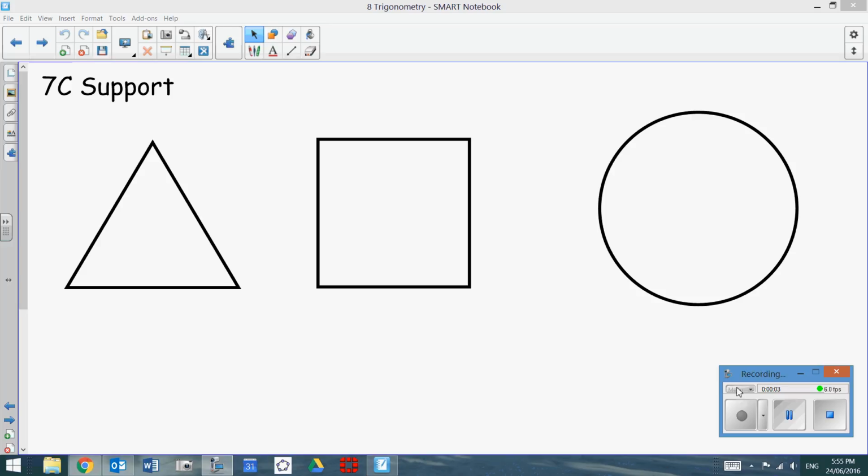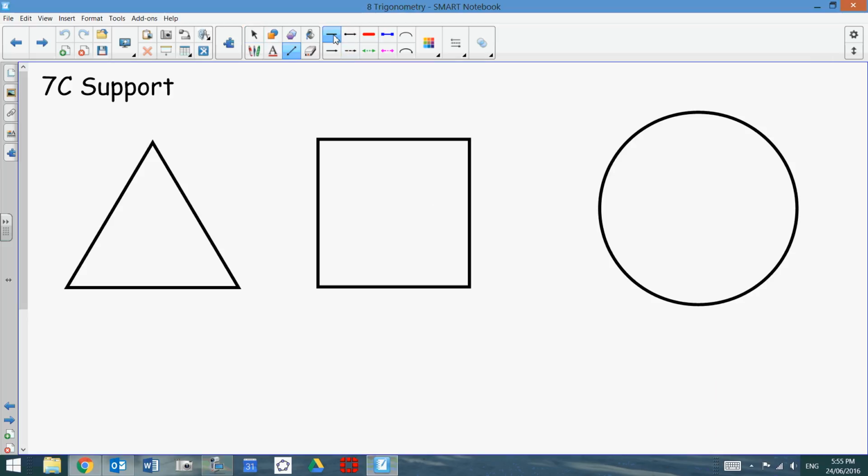Hi, IB. We just wanted to make this a 7C video so that you had something to support you as you work through your trigonometry and get back into what you started in year 10, and just basic understanding. So I want to bring you back to three shapes that we have worked with a lot over the years.